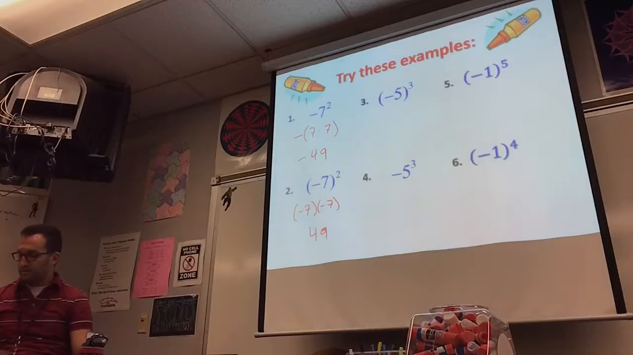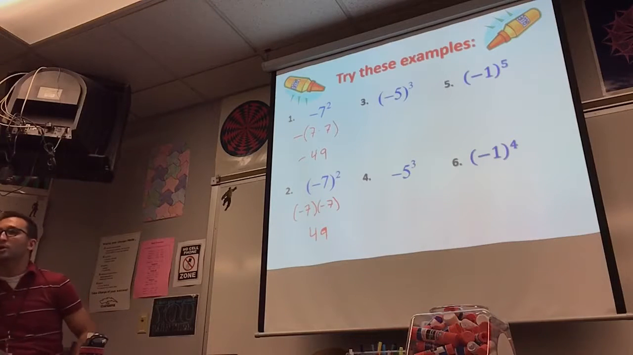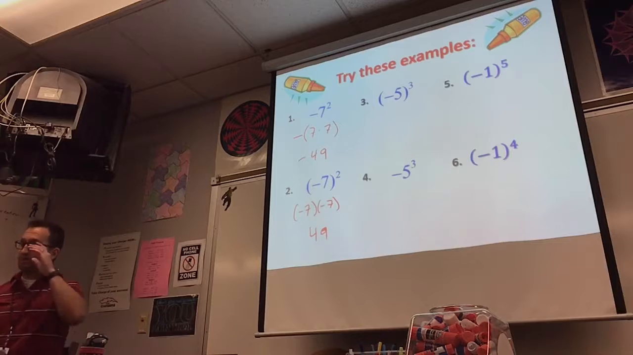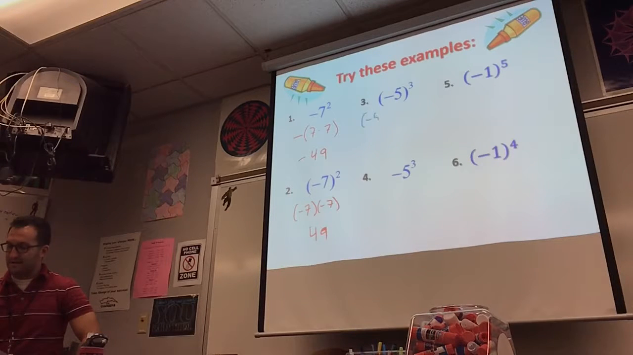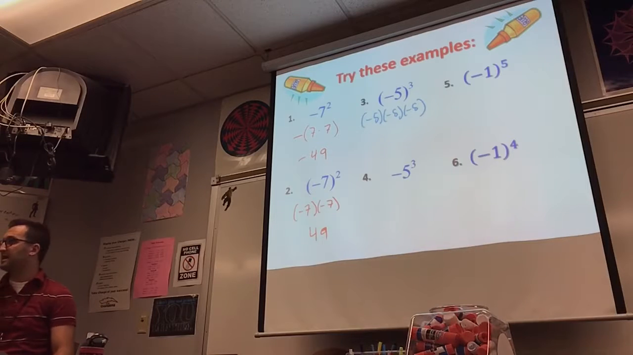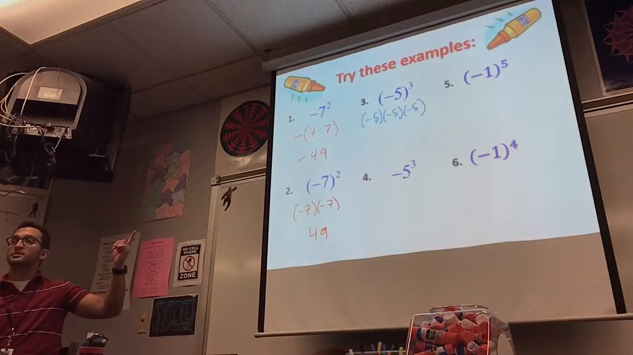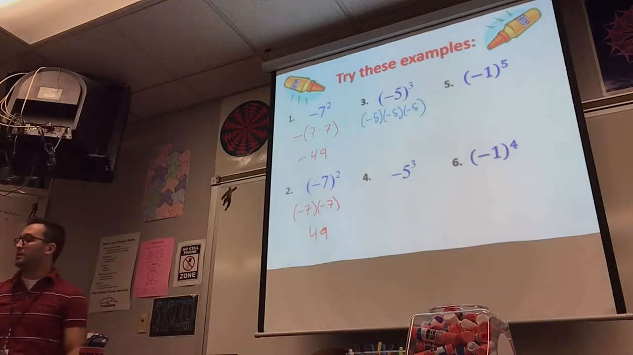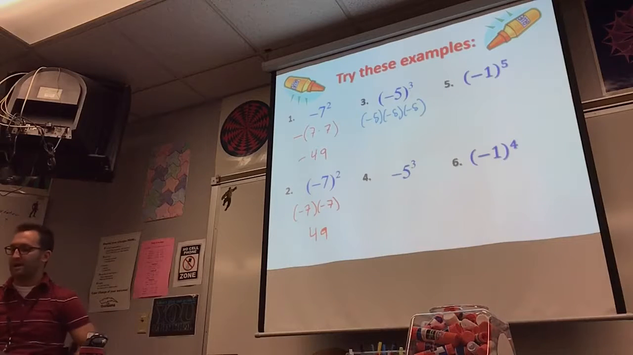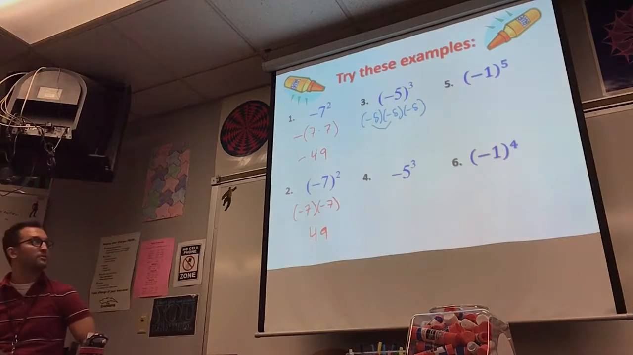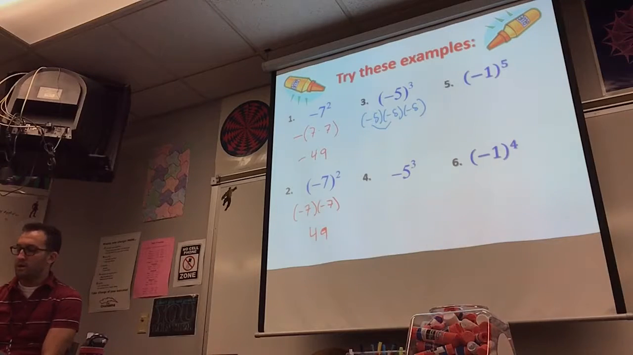All right, number 3. What is being repeated? The parentheses. Negative 5 times negative 5 times negative 5. Now, can we do all 3 of those at the same time? No. We can only multiply 2 at a time. So let's multiply the first 2. Negative 5 times negative 5 is 25. Same sign, positive.